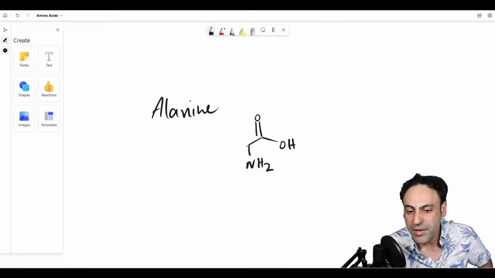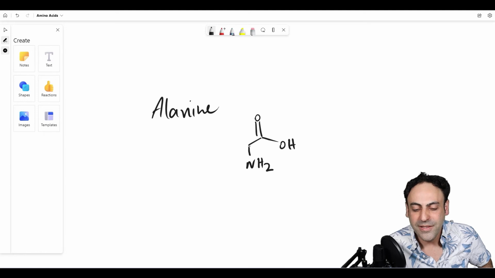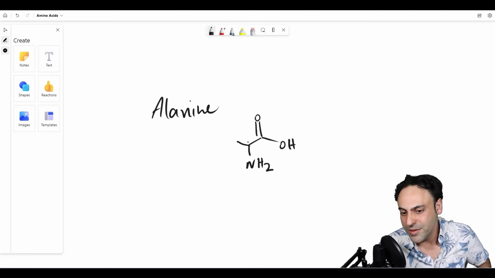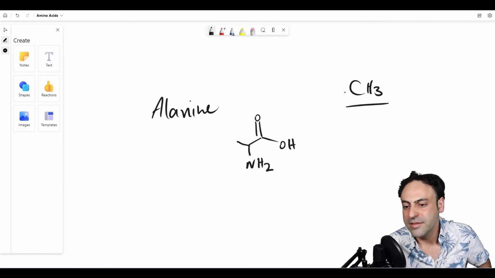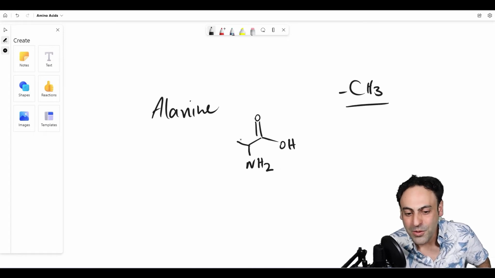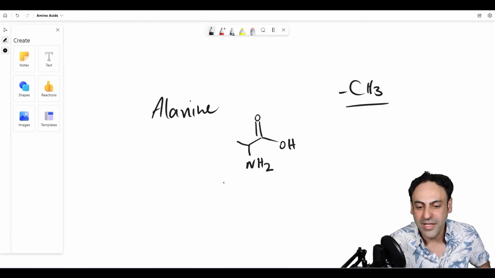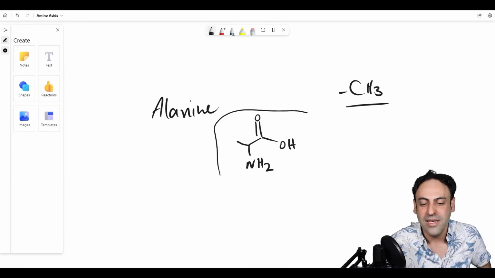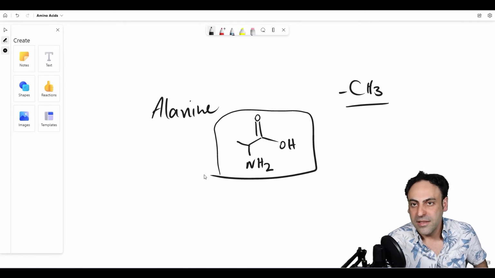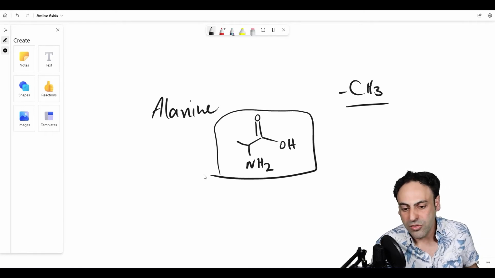And what else is going to happen here? You just need to add the methyl group to it. What is methyl? CH3. But we don't need to write it down because we already know there's a methyl group over here. That's why we just need to draw the line right here, and that's it. We are done with the alanine structure that easily. You see, this is how easy it's going to be drawing the structure of an amino acid.